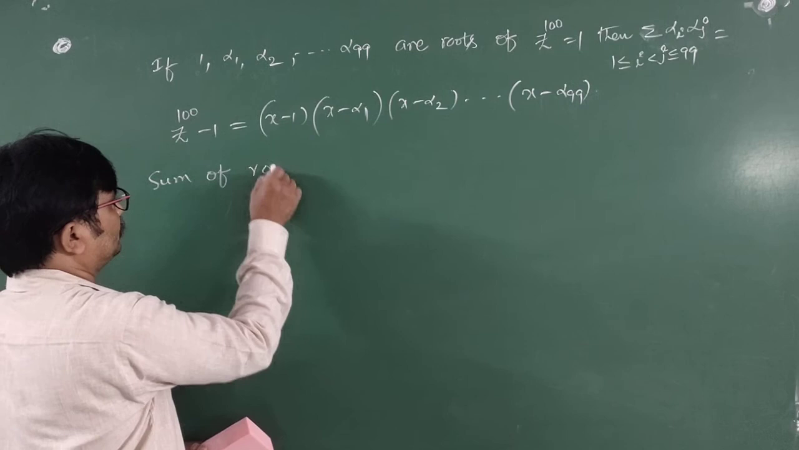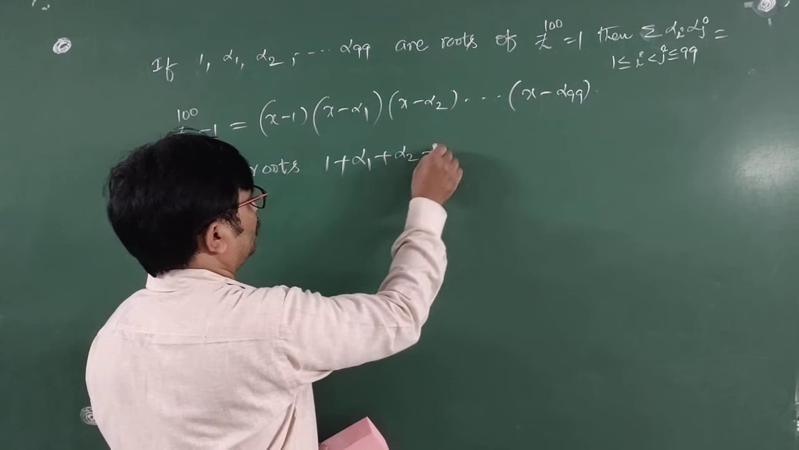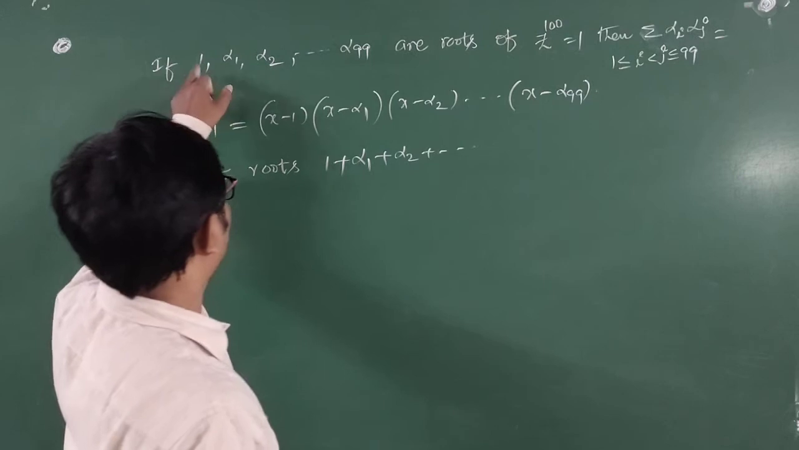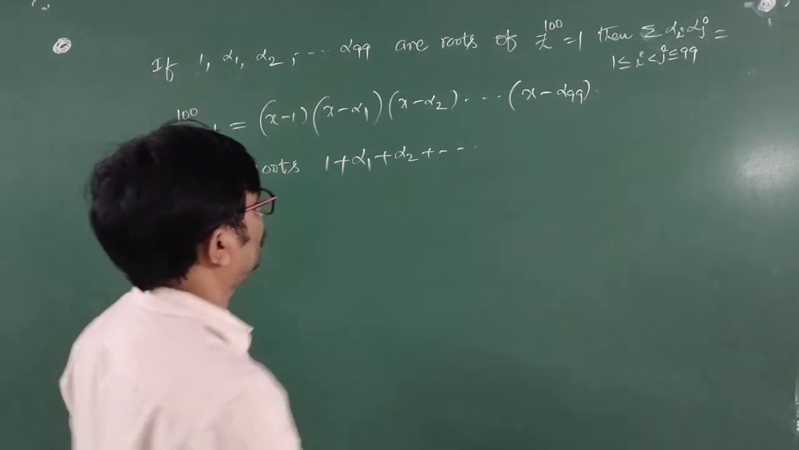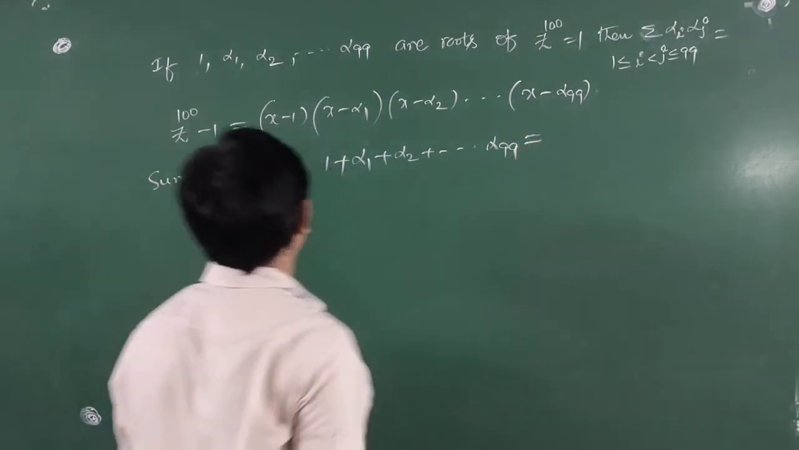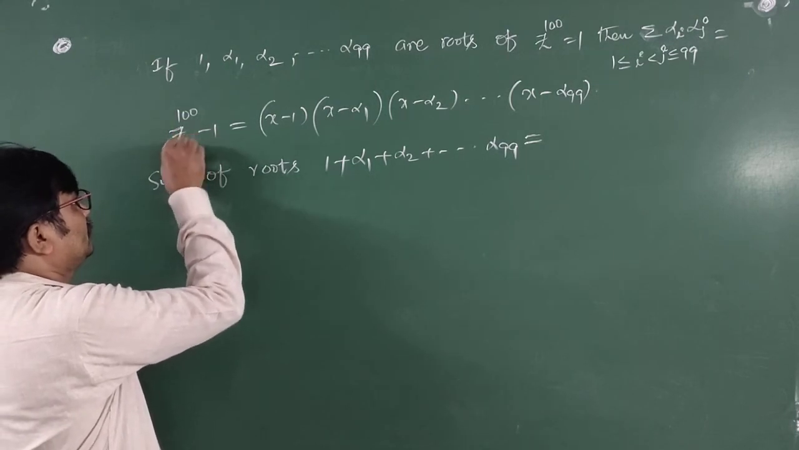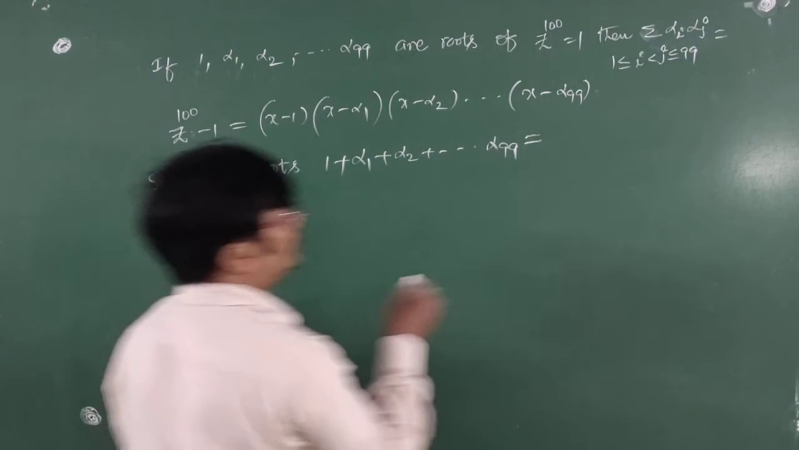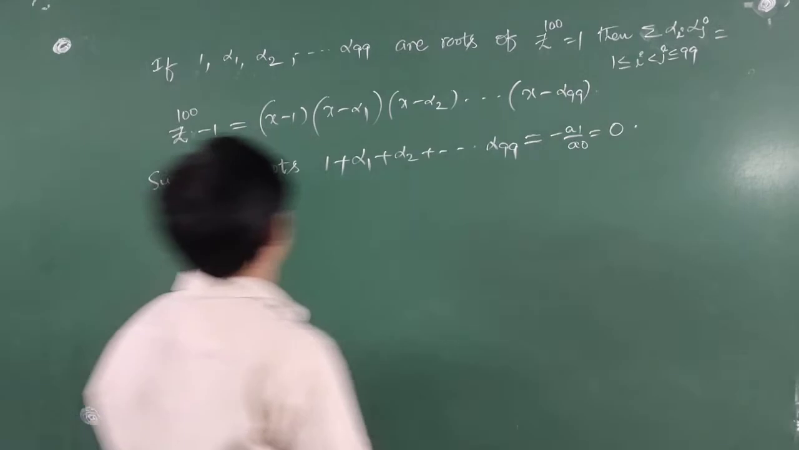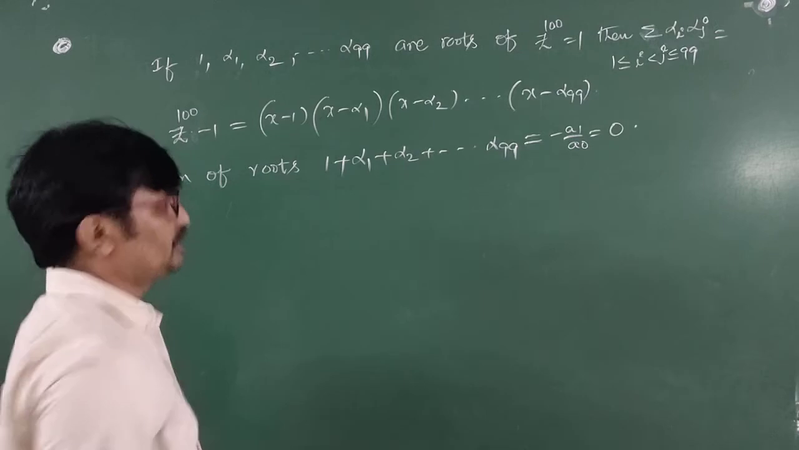Sum of the roots. How to write, students? 1 plus alpha 1 plus alpha 2 and so on, up to alpha 99. The sum is minus a1 by a0. The second term, z power 99, is not there, so minus a1 by a0 will be 0. Since the z power 99 term is not there, 0 by 1 is 0.